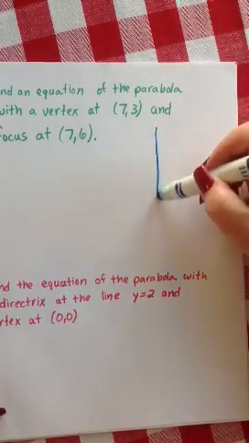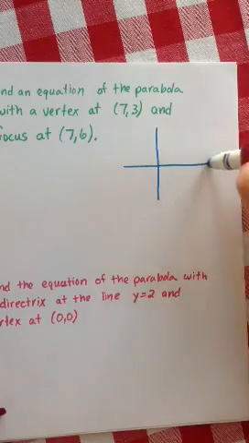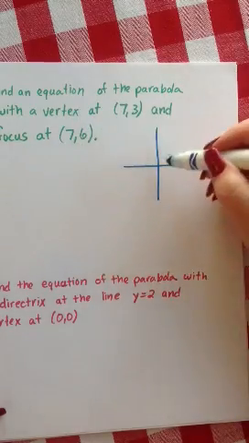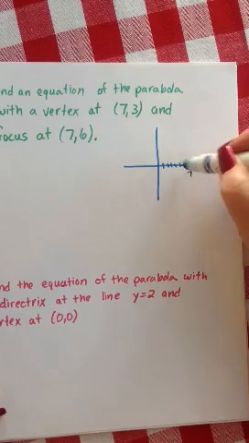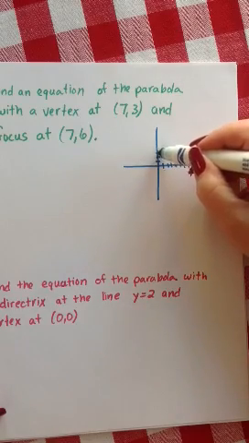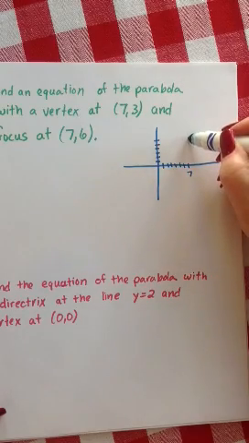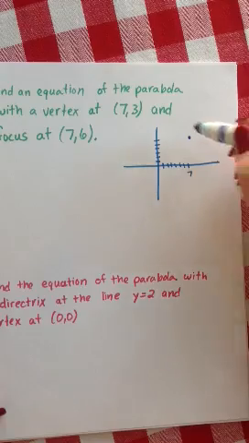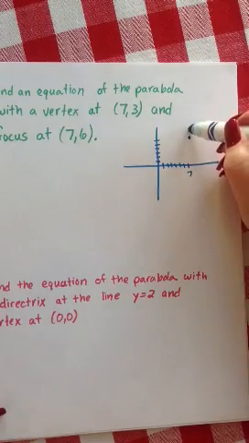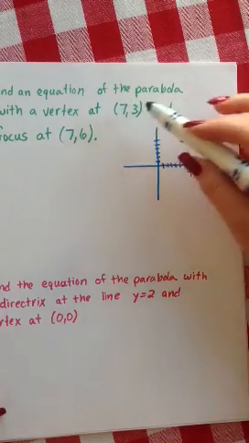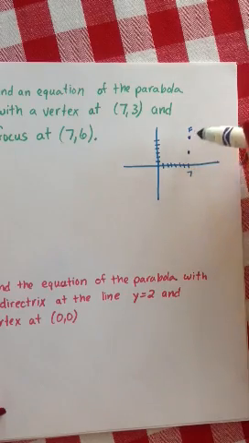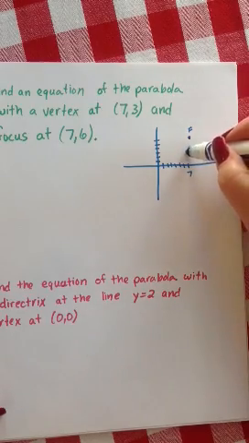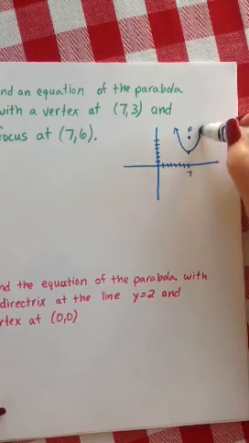All right, so we sketch the picture here, and it says focus at (7,6). So you go over 7, 1, 2, 3, 4, 5, 6, 7, and I go up 6, 1, 2, 3, 4, 5, 6. So there's the focus, and I'm going to go ahead and put an F for focus. The vertex is over 7 up 3, so this is the vertex right here. So it means it has to open like this, okay?